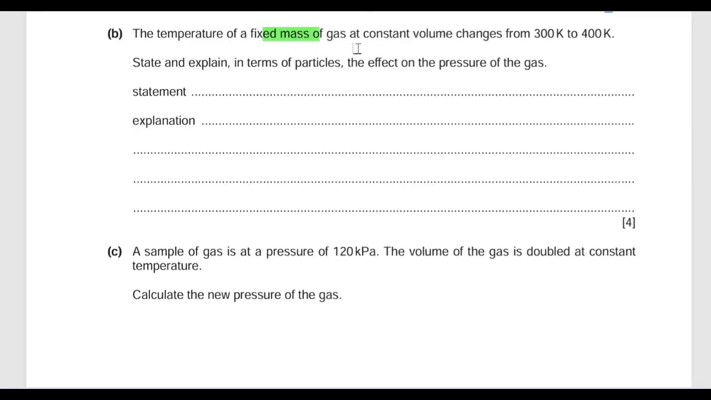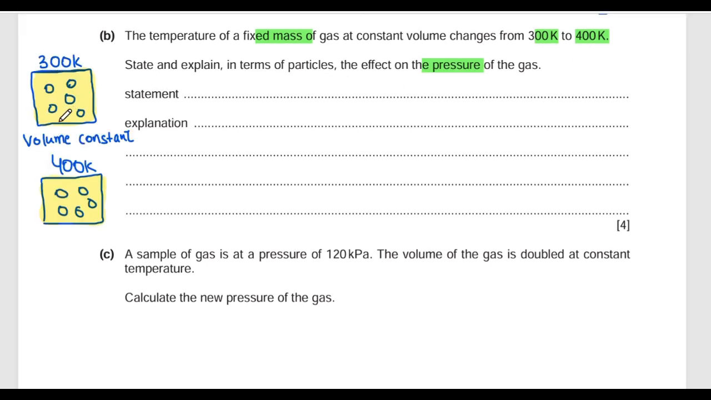Next question says the temperature of a fixed mass of gas at constant volume changes from 300 Kelvin to 400 Kelvin. State and explain the change in terms of the pressure of the gas. Basically, we have a volume of gas like this, and we have changed its temperature from 300 to 400 Kelvin, but we haven't changed the volume of it. So what will the temperature do? The particles will start moving faster, and they will hit the walls of the container more often. This will increase the pressure on the walls of the container.